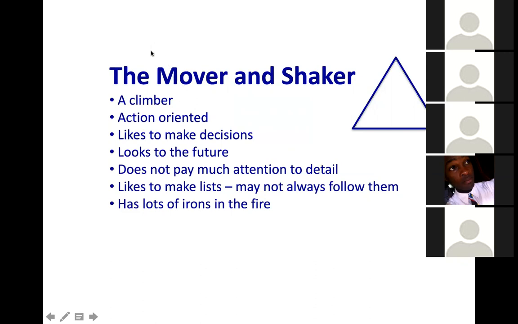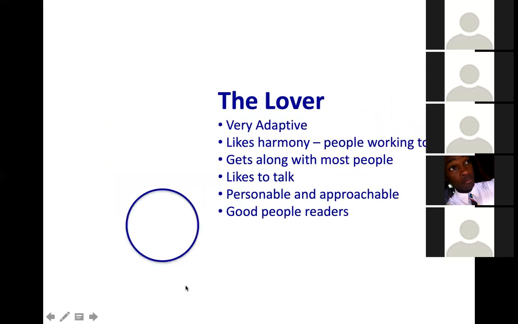All right. My wife is this next shape. She's a circle. They're the lovers. I'm trying not to sneeze. I failed. Sorry. So they're very adaptive. They like harmony. They get along with people. They like to talk a lot. They're very personable, and they are good people readers.